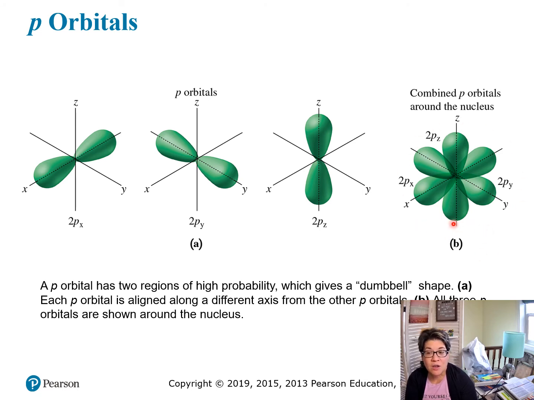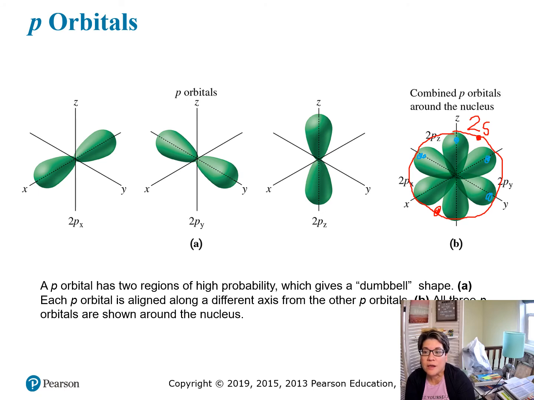The s shell can fit 2 electrons, so I'm actually going to draw it here. So let's say you have your s shell. It would look like this. It would be a ball, and we would call it the 2s. And you can fit 2 electrons on the s shell, right? And then on your p shells, each of these, you can fit 1 electron.